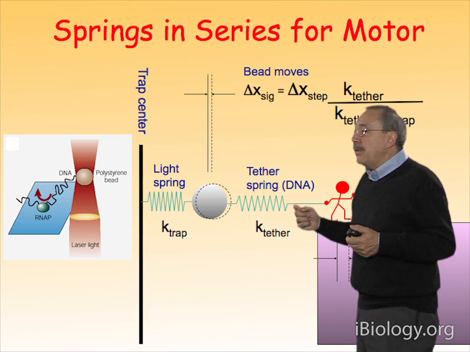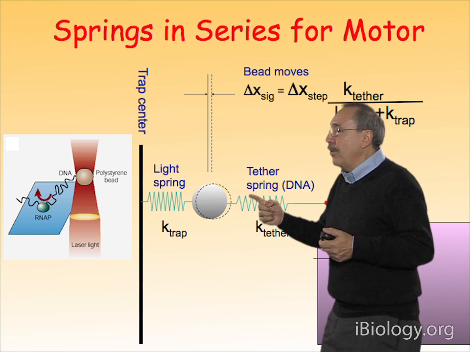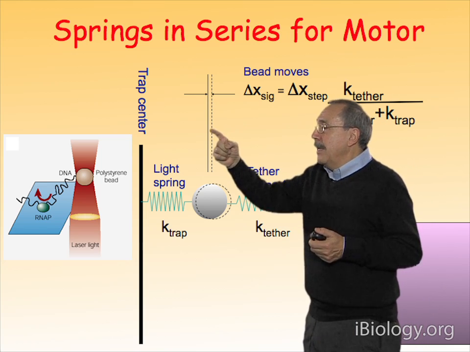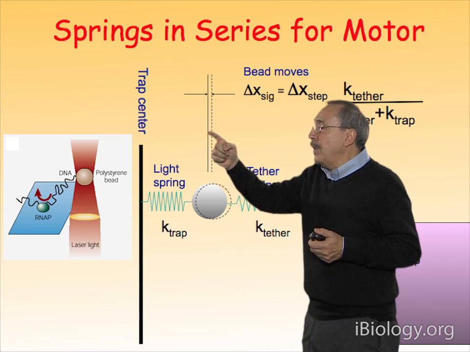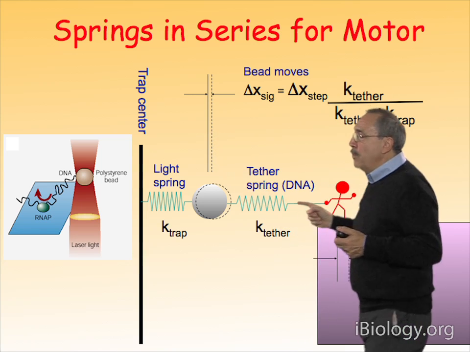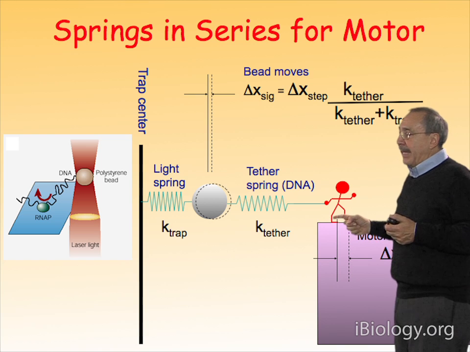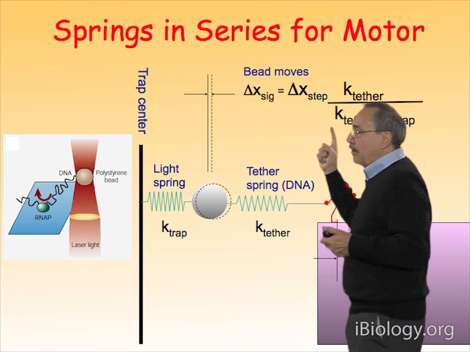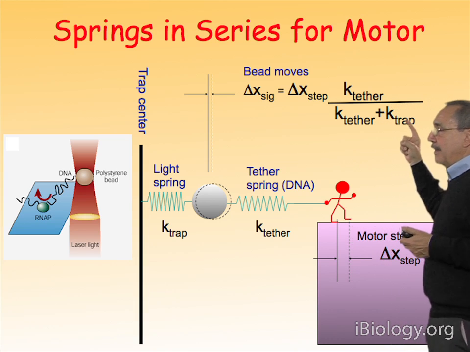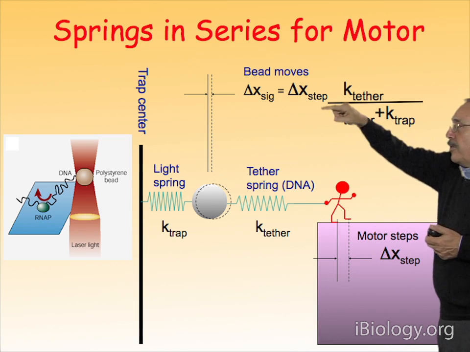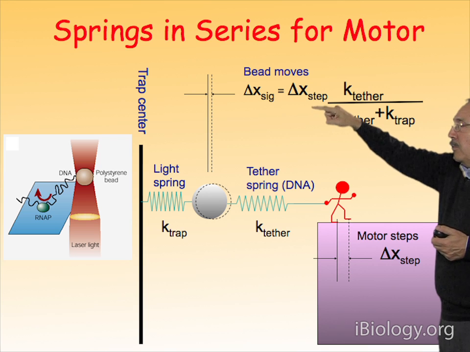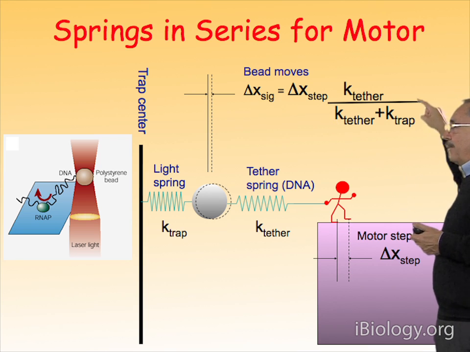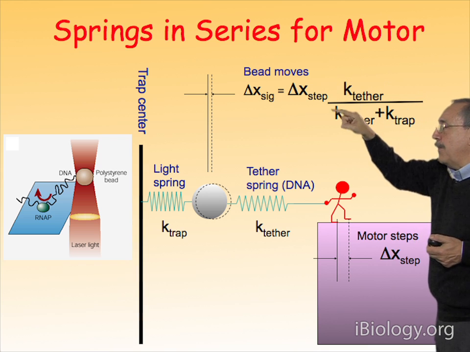Okay, so it can be shown that the delta x that is going to be experienced by the bead in the trap, namely the amount by which we are going to move the bead from the center of the trap due to the movement of the motor by the amount delta x step, is called delta x signal and is given by this expression here. Notice it says that the signal is proportional to the size of the step, but multiplied by this quantity here, which is this ratio of stiffness.